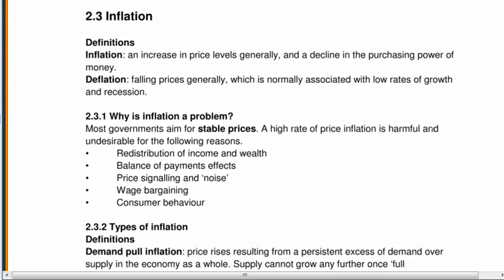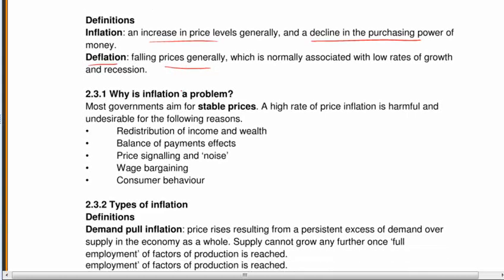So this is going to be a feature of the recovery boom phase. Definition: an increase in the price level. And if there's an increase in the price level, another way of saying that is there's a decline in the purchasing power of your money. Every pound that you have in your pocket can buy you less. So it's got reduced purchasing power. The opposite of inflation is deflation. Now, this doesn't happen very often, but that means the general price level is falling.